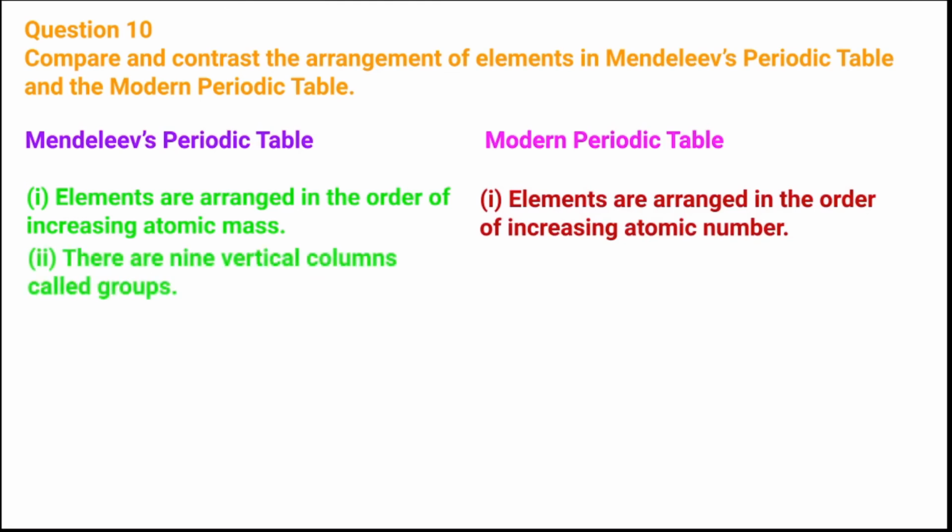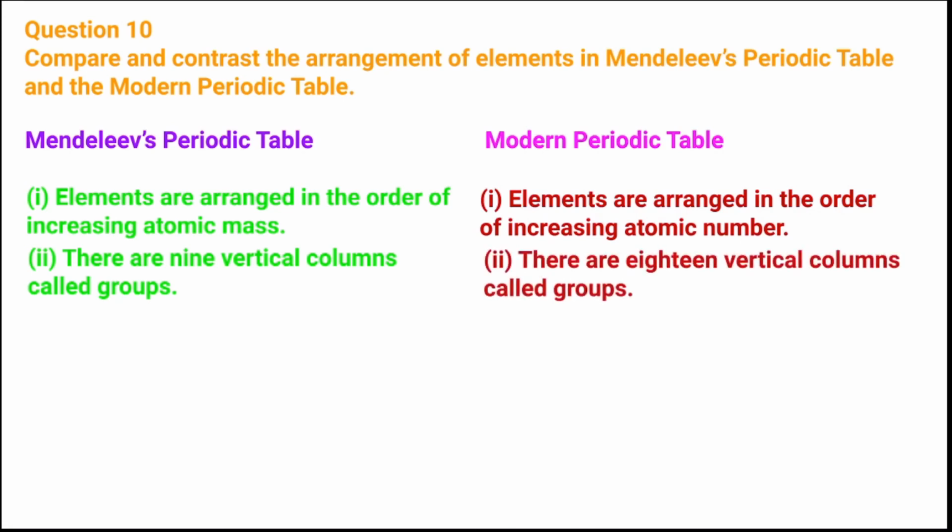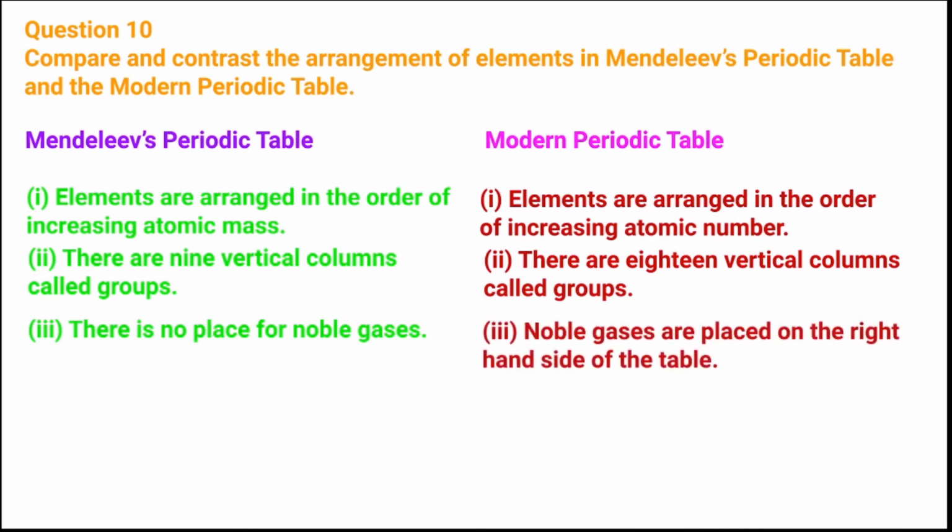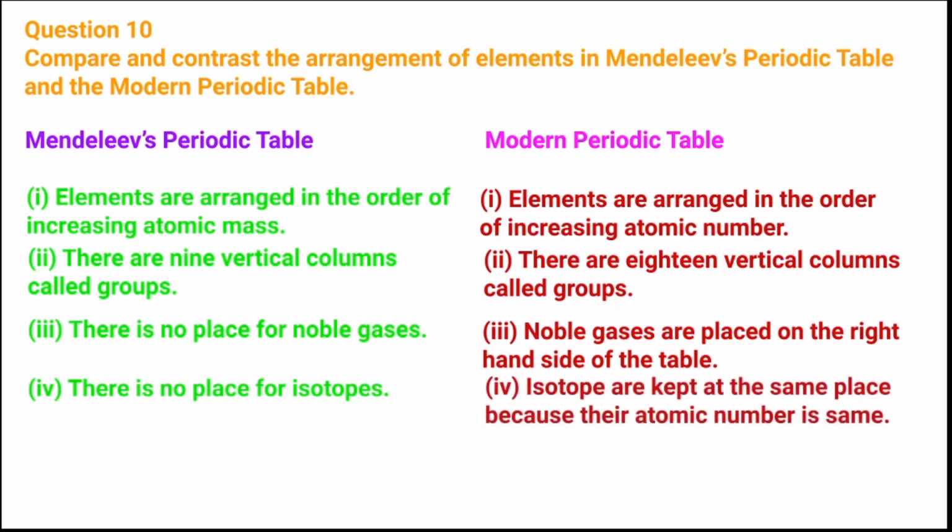In Mendeleev's periodic table, there are 8 vertical columns called groups, whereas in modern periodic table, there are 18 vertical columns called groups. There is no place for noble gases in Mendeleev's periodic table. In modern periodic table, noble gases are placed on the right hand side of the table. There is no place for isotopes in Mendeleev's periodic table, whereas in modern periodic table, isotopes are kept at the same place where their atomic number is same.